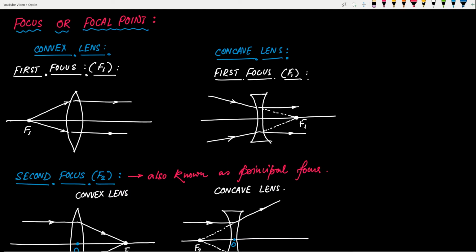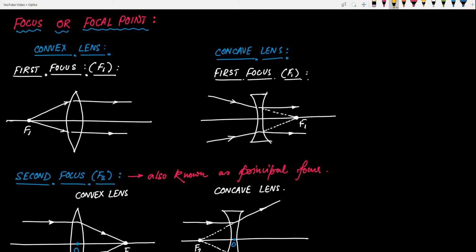So what is focus or focal point? Let's understand this thing. We have understood this concept in mirror, so it's a bit different here. We know that in mirror there was only one focus. Here there will be two focus because there are two spherical surfaces. In mirror there was a single surface, therefore there was only one focus. But it's not that tough, it's easy.